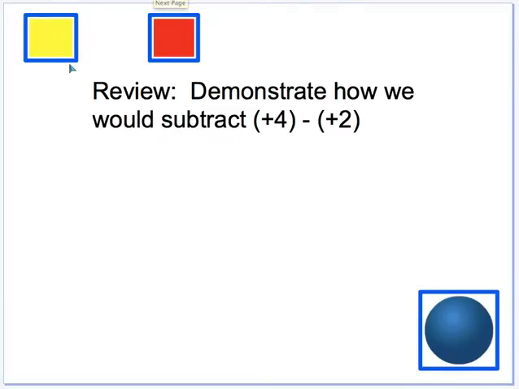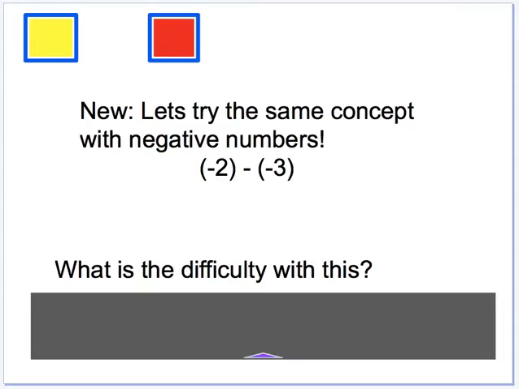Just to review, we're going to look at demonstrating how we subtract positive 4 minus positive 2. So we just represent our first number, 1, 2, 3, and 4. There's our 4 positives right there. And now we're going to take away 2 positives. Boom, I just took away 2 positives. We're left with positive 2. That's really simple. Let's try the same concept with negative numbers. Let's just see if it works.